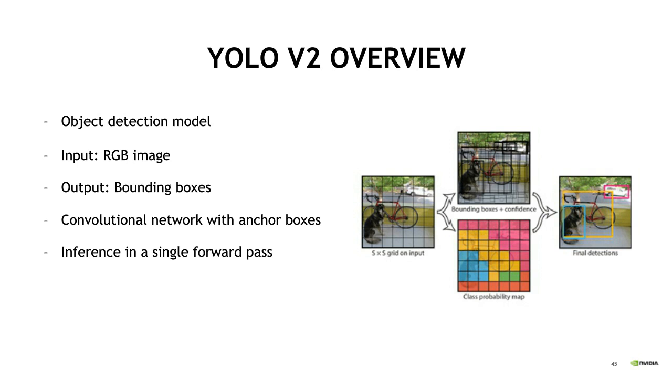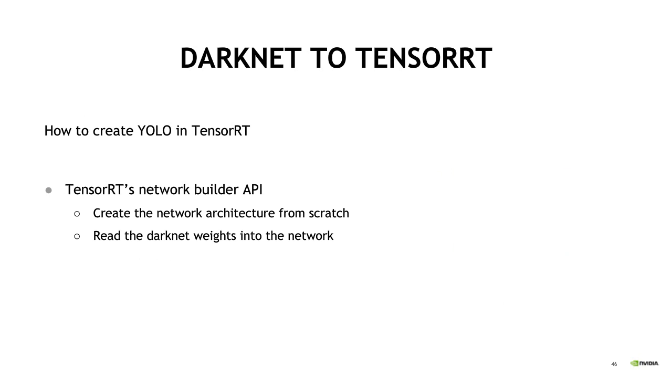YOLO is natively trained in DARKNET, which is an open-source neural network framework similar to Caffe or TensorFlow. The primary recommended approach to import a model trained in DARKNET into TensorRT is through the TensorRT Network Builder API. The user would define the network by adding various layers and their corresponding weights directly into the network and build a TensorRT engine. Detailed information on this can be found in the TensorRT SDK documentation.